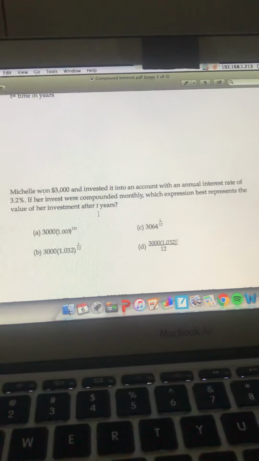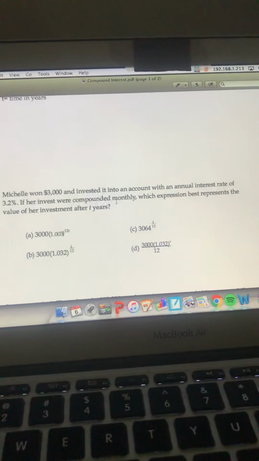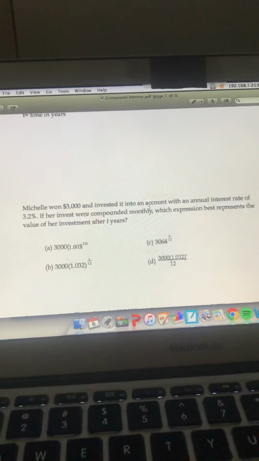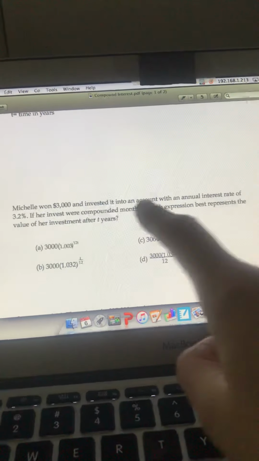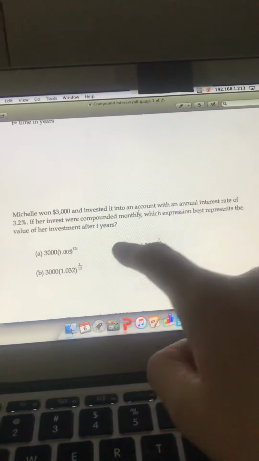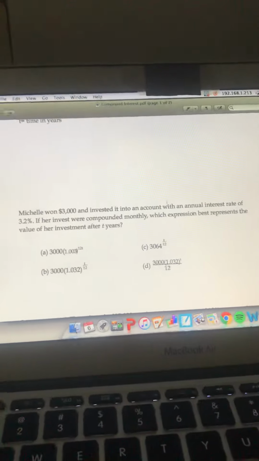So if we're looking at this example with Michelle here, Michelle won $3,000 and invested that into an account with an annual interest rate of 3.2%. If it was compounded monthly, so she's getting paid monthly, which expression best represents her investment after 2 years? Oh, okay, so there is no 4.